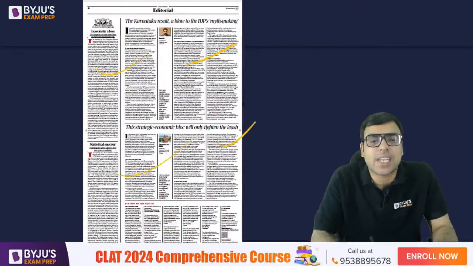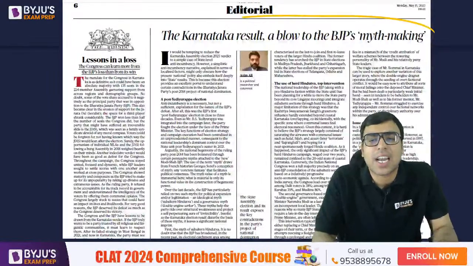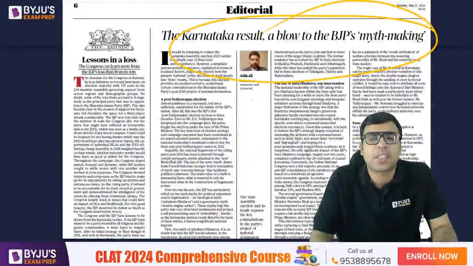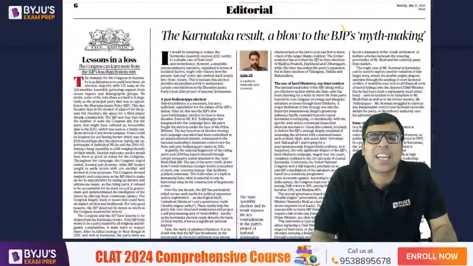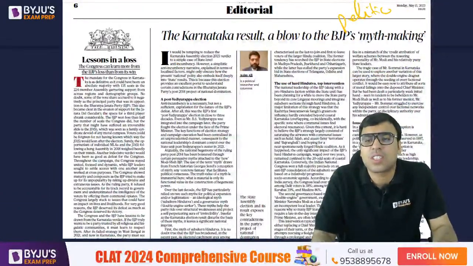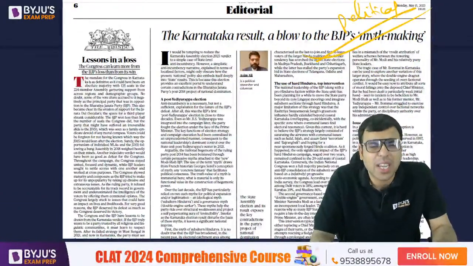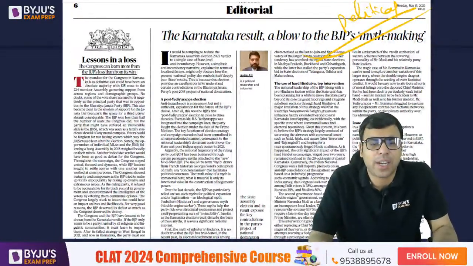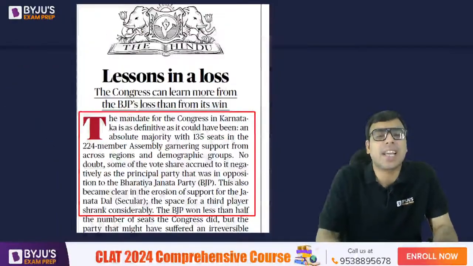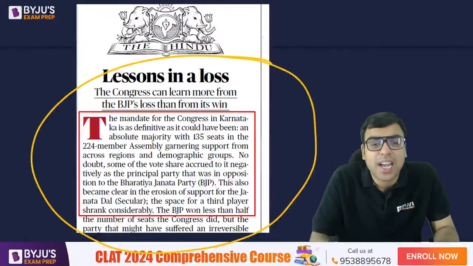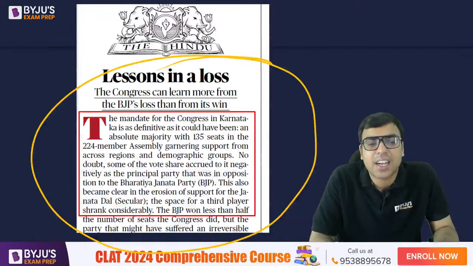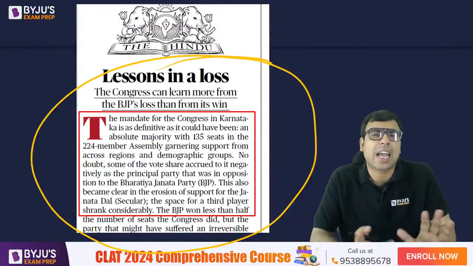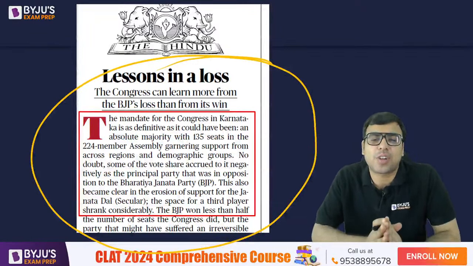Now, these are the four articles, let's discuss these. Karnataka result a blow to the BJP's myth making. This is a political article, so I am skipping this one. If you are interested, you can read it, but I think from an exam point of view, this is not very important. Now another article on the side, lessons in a loss. Again, this is a political article.